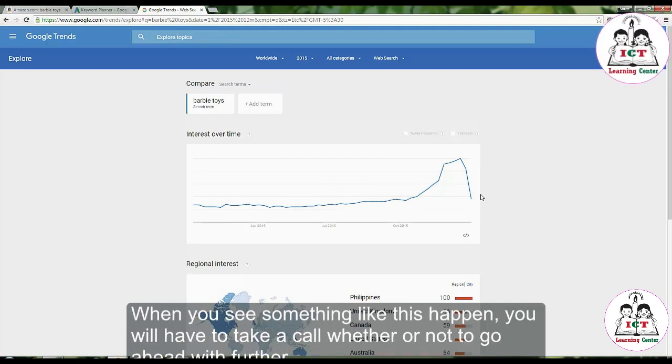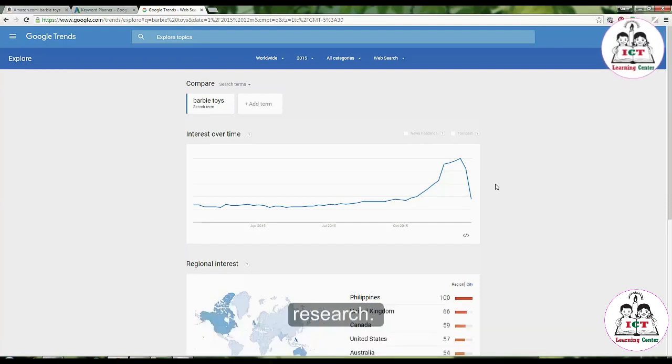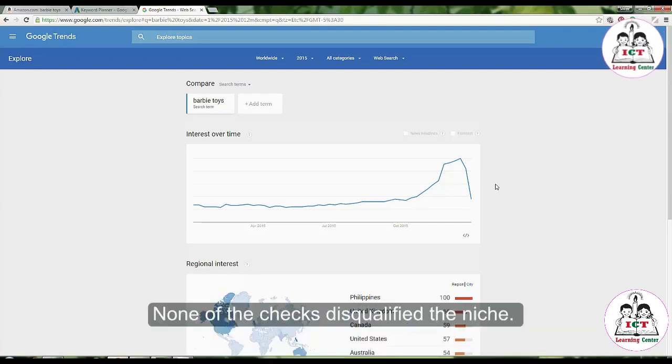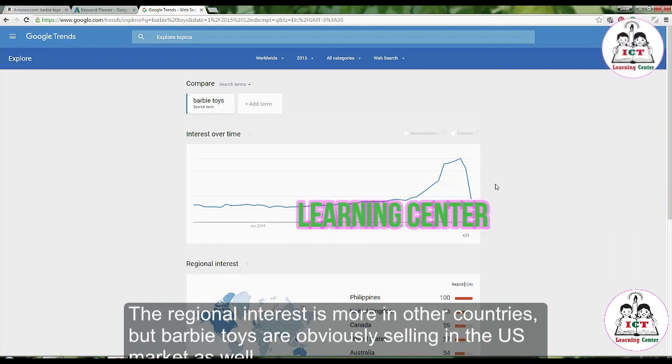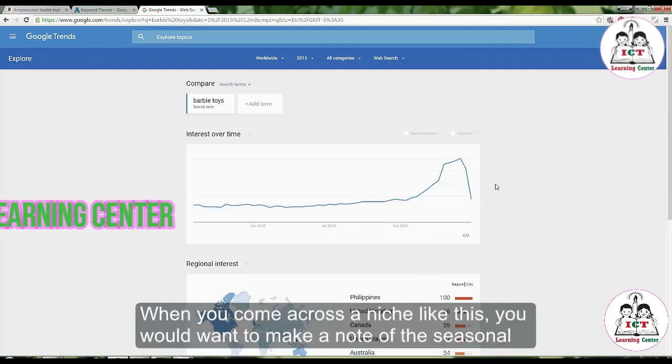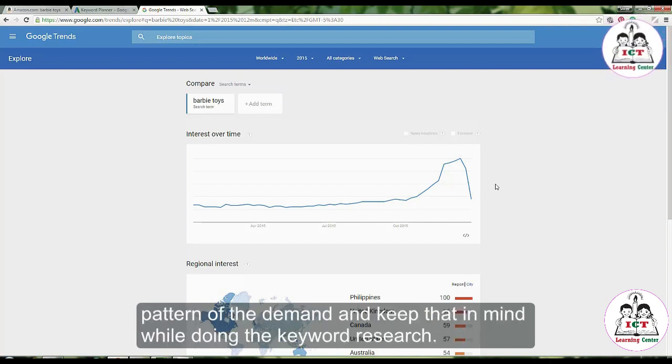When you see something like this happen, you will have to take a call whether or not to go ahead with further research. None of the checks disqualified the niche. The regional interest is more in other countries, but Barbie toys are obviously selling in the US market as well. When you come across a niche like this, you would want to make a note of the seasonal pattern of the demand and keep that in mind while doing the keyword research.